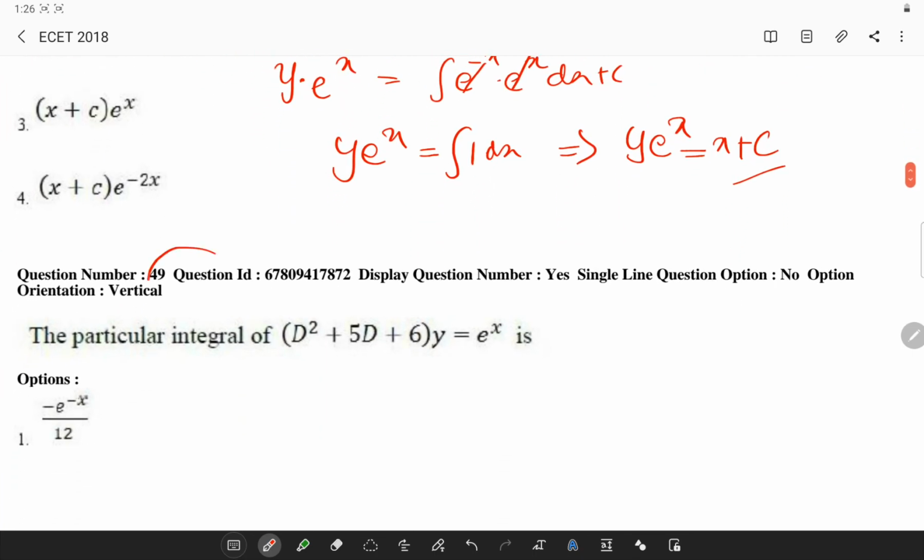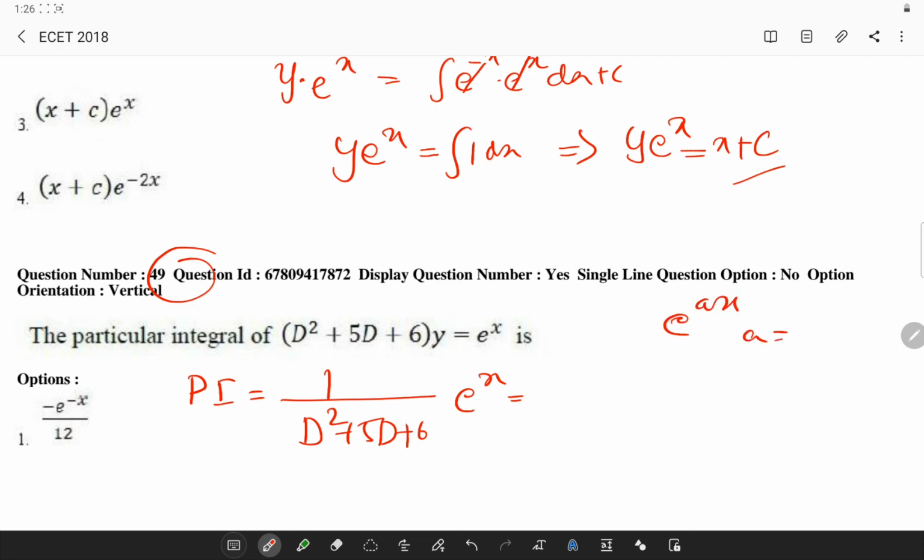The next question is also related to differential equations. The particular integral will be in the form of 1/(D² + 5D + 6) of e^x. Now I substitute for e^(ax), so a is equal to 1. I will directly substitute the value of a in this equation: 1/(1² + 5·1 + 6) e^x. So I will get e^x/12 as the particular integral.